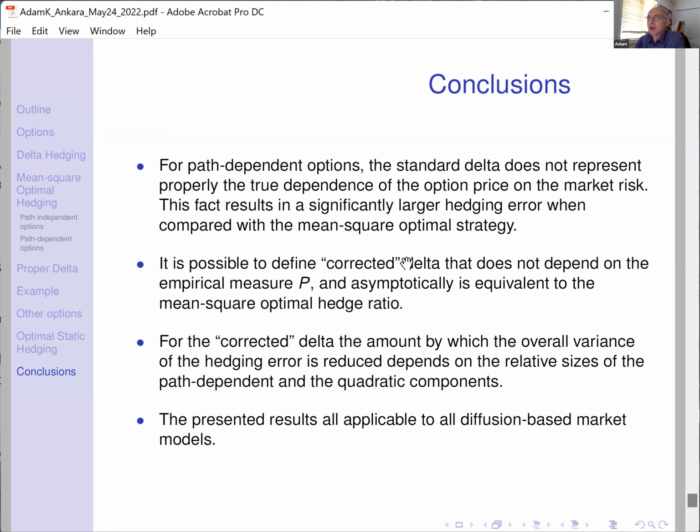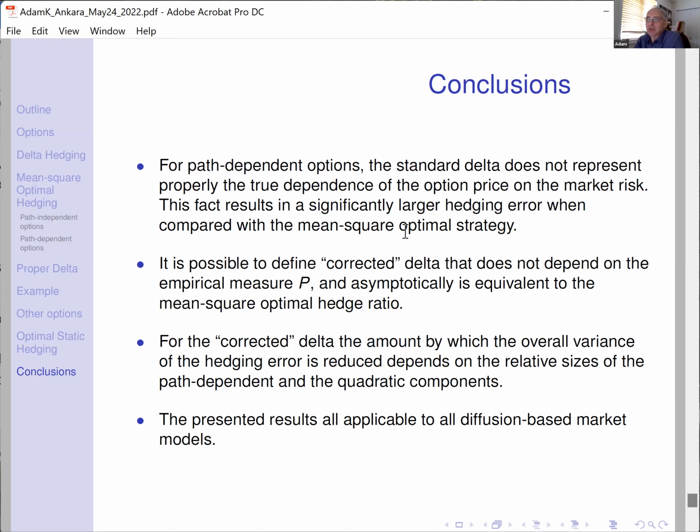As a result, when using standard delta, we artificially increase the size of the hedging error. So it is possible to provide a correction to the delta, and for this we don't need to know the empirical measure P. The overall gains will depend on the size of the path component with respect to the quadratic component.